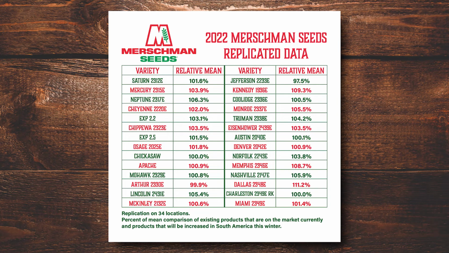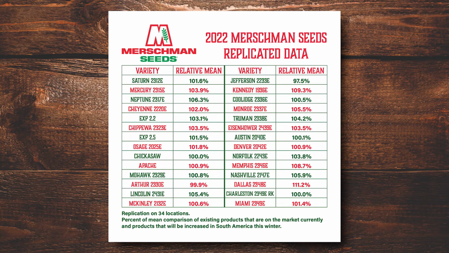The Monroe rolled in at 105.5. The Truman was 104.2. We have a 3.9 experimental that rolled out that we'll have for the 24 sales season. It looks and acts a lot like the Eisenhower, so it's probably going to carry an Eisenhower name. It's 103.5.